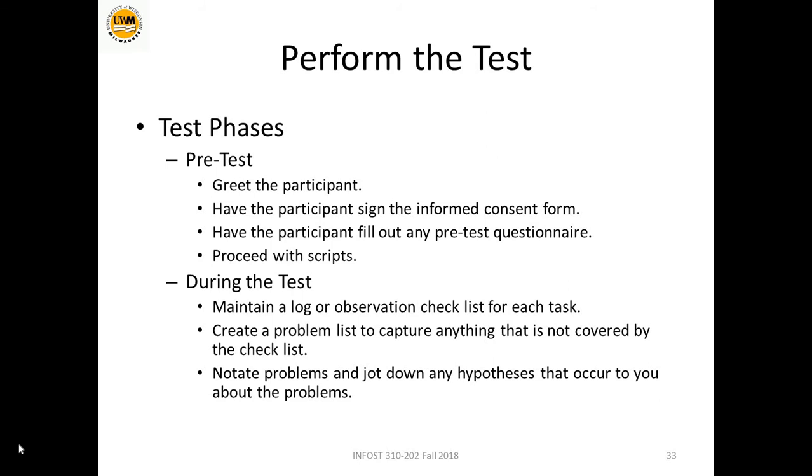Performing the test. The test is performed in 3 phases. We have a pre-test phase where we greet the participants. If we need, we might have them sign a consent form. If we need to fill out any pre-test questionnaires, we do that. And then we proceed with explaining the scripts to them. Then we start the test.